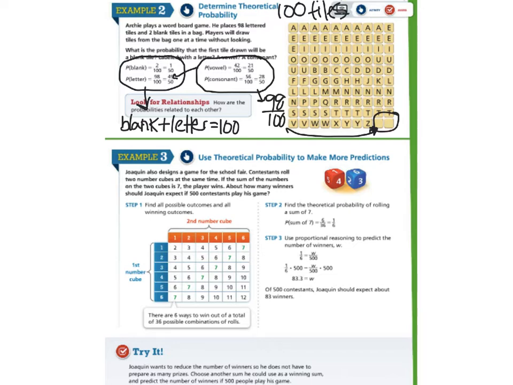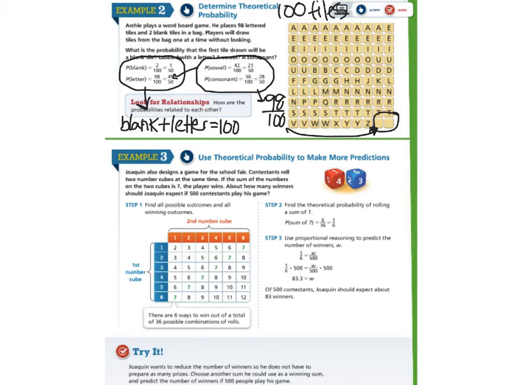Now take a look at example 3. We're going to use theoretical probability to make more predictions. Joaquin also designs a game for the school fair. Contestants roll 2 number cubes at the same time. If the sum of the numbers on the 2 cubes is 7, a player wins. About how many winners should Joaquin expect if 500 contestants play his game?